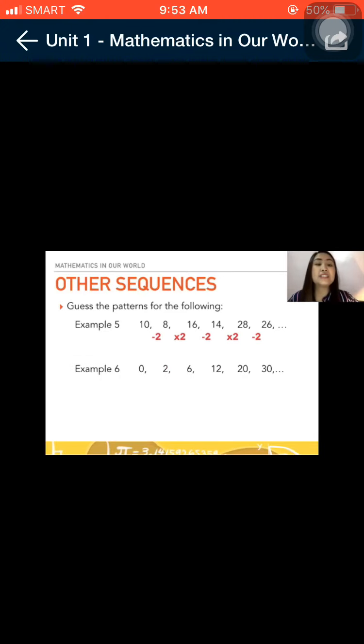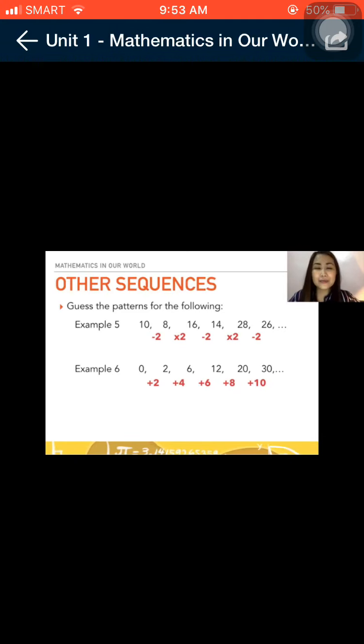How about example 6? Okay, what do you think is the pattern here? Okay, did you think hard? You can pause the video while you think. Right, so the answer is we have plus 2, plus 4, plus 6, plus 8, plus 10. Notice that, yes, they are all addition.